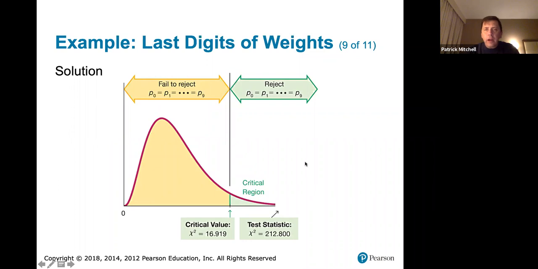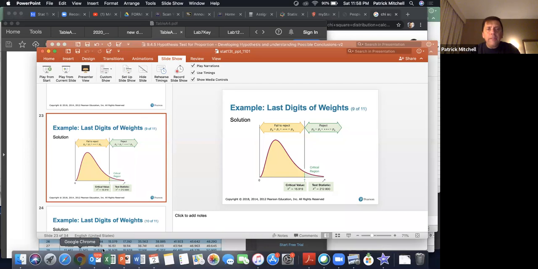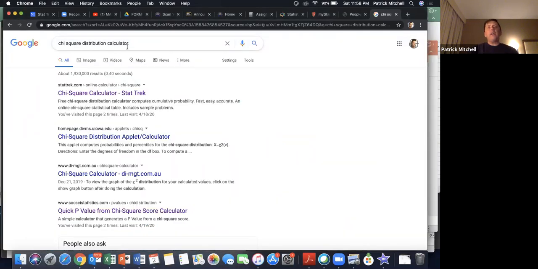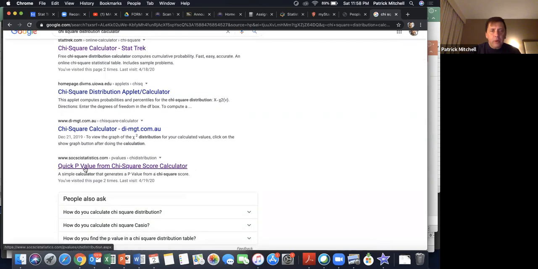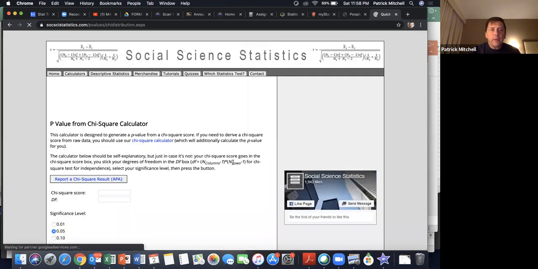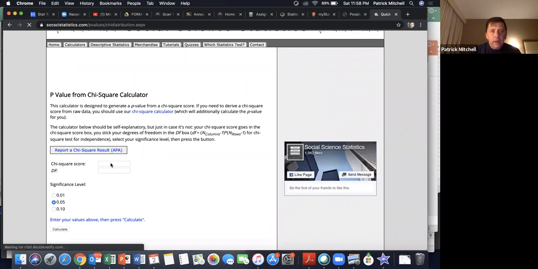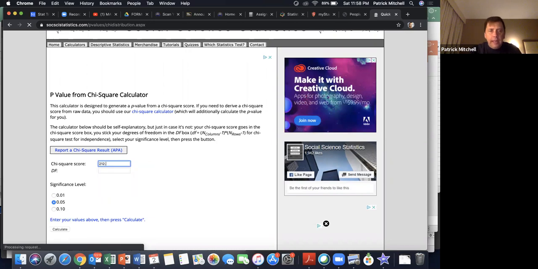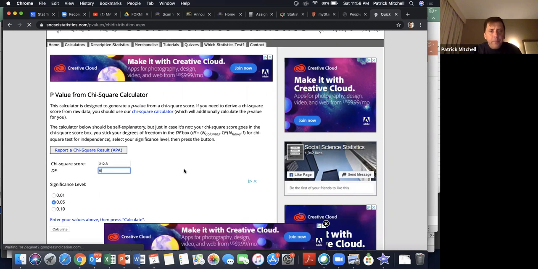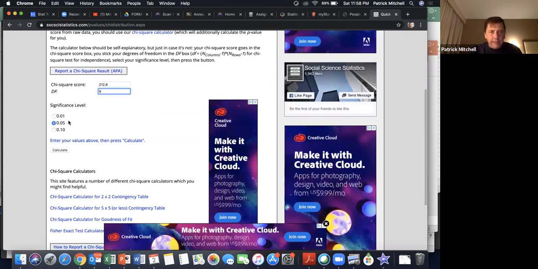In order to try to figure that out yourself, let me remind you how we have done this before. So I've got Google up here, chi-square distribution calculator. Now, I learned the hard way this semester that my favorite website, StatTrak, is not always the greatest for chi-square, because I remember one time it gave me the p-value to only 2 decimal places, which was not good enough for my math lab. So the website that I like to use is socsci-statistics.com. That seemed to work well for us last time. So let's go to that site and we're going to put in 212.8 at 9 degrees of freedom. You don't really have to put in the significance level. It's going to tell you whether to reject or fail to reject. But I think that part's easy to figure out.